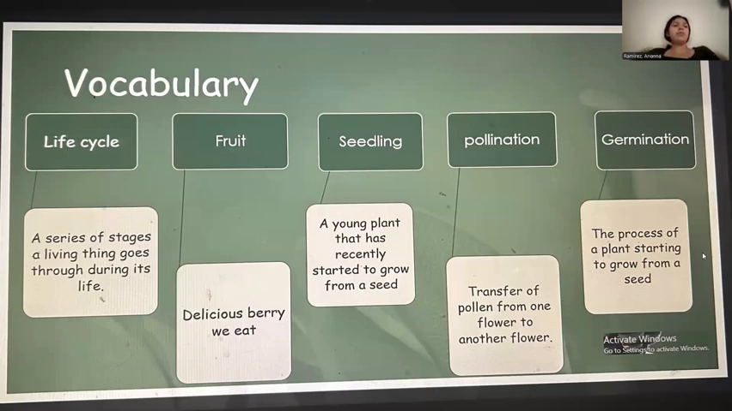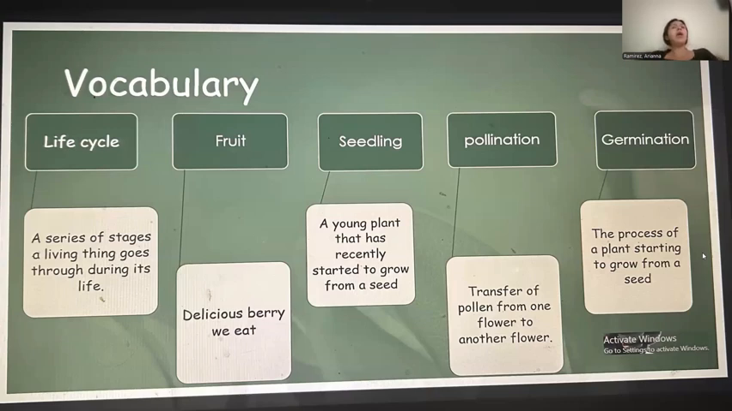Ariel? Yes. Strawberries and blueberries, exactly. And our next vocabulary word will be seed, a young plant that has recently started to grow from a seed. Next, we have pollination, which is just the pollen from one flower to another.